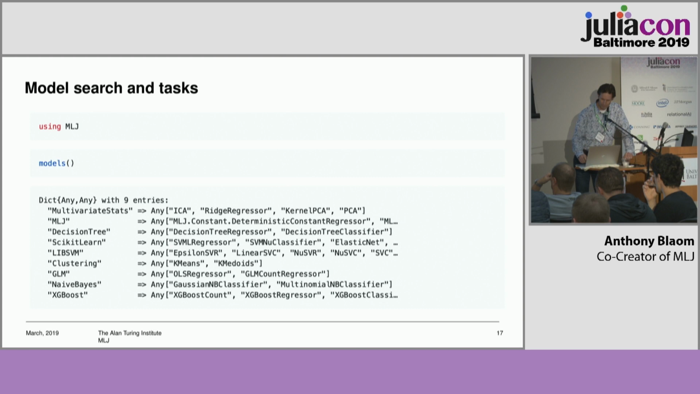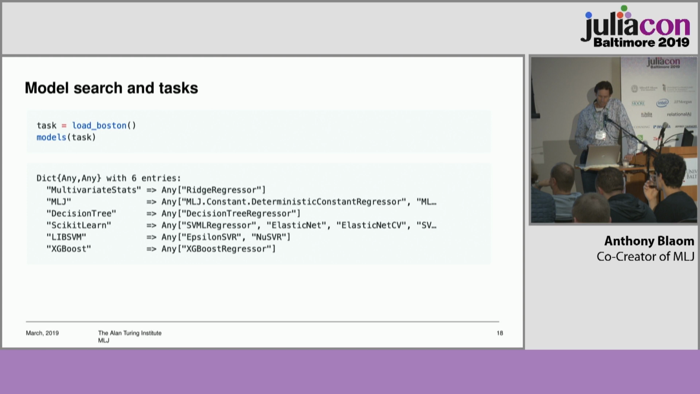Then once you have a particular data set in mind and you know what you want to do with the data, you can formulate what we call a task. Here's just a built-in task called the Boston data task. And then you can restrict your search to just that task and get a list of models that you'll be able to use on your data.